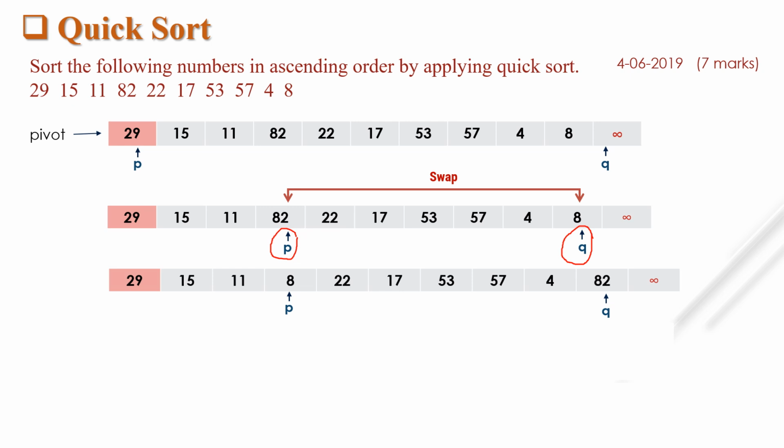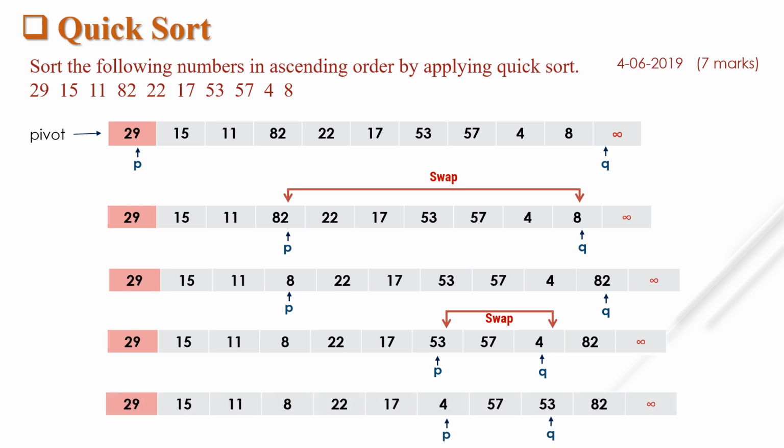Okay, now p once again scans from left to right. Okay, searching for the higher value compared to pivot. 22 is not greater, 17 is not greater, 53 is greater than 29. P will be stopped here. Okay, what q will find? Q will find the lesser value compared to pivot. Okay, 4 is less than 29, so q will stop here. Once again, p and q both are not crossover. Okay, so we simply swap this 53 and 4. So what will be the answer? This one. 4 will be swapped here, 53 will be here.